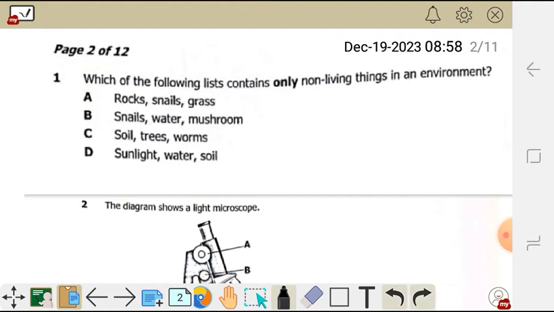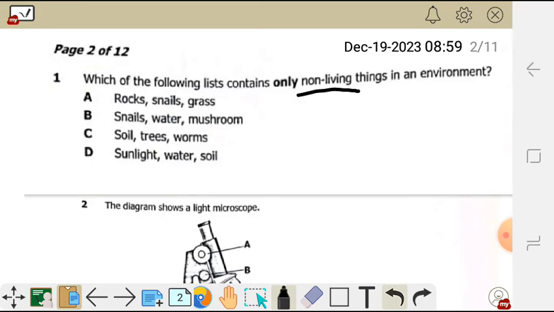Which of the following lists contain only non-living things in an environment? A. Rocks, snails, grass. B. Snails, water, mushroom. C. Soil, trees, worms. And D. Sunlight, water, and soil. So the question is asking to identify which list contains non-living things.